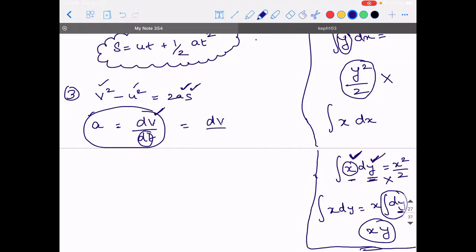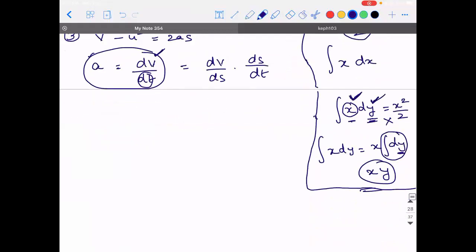So for me to get a displacement, I'm doing a small manipulation by dividing it with ds and multiplying it with ds. And the dt is left unchanged. So what I did is a by b, I wrote it as a by c into c by b. That's it. So a will be equal to dv by ds into what is ds by dt? It is v. Velocity. Yes.